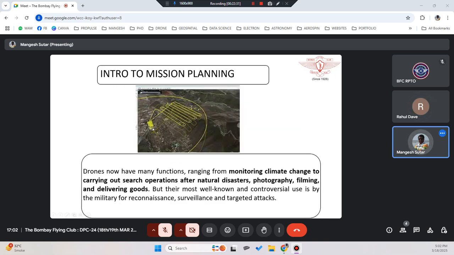If you see here, if my drone is flying from this location, it takes off. You see how uniform the motion would be. This motion I cannot perform manually.